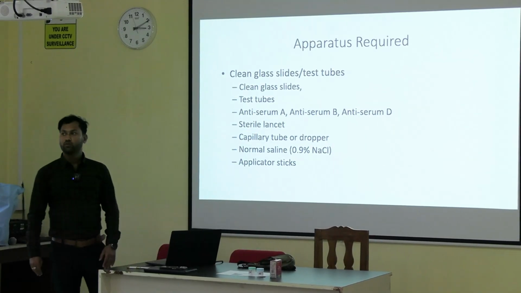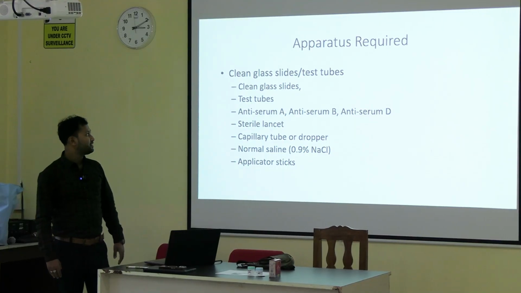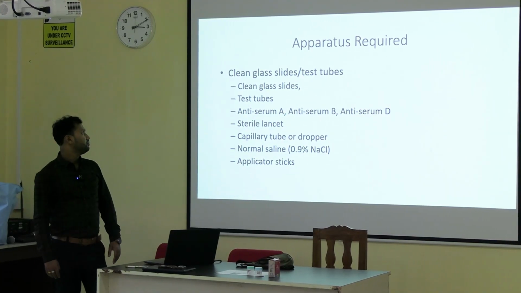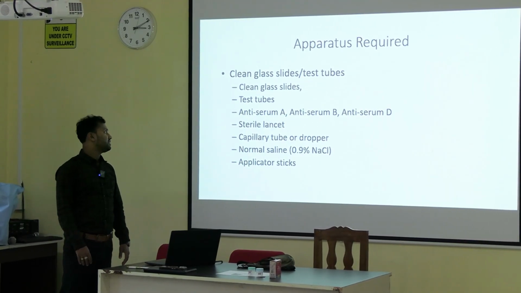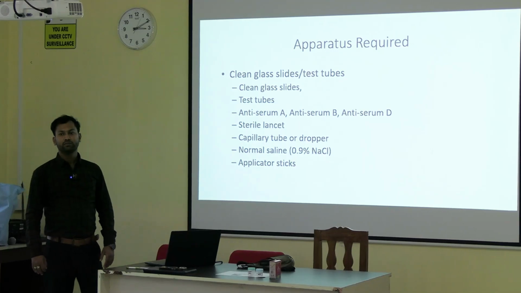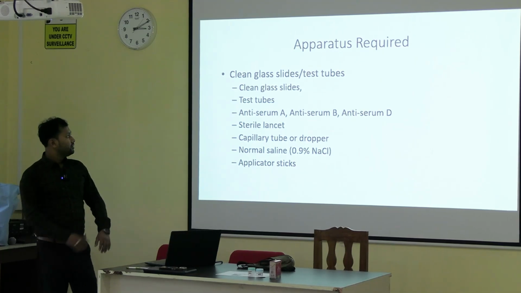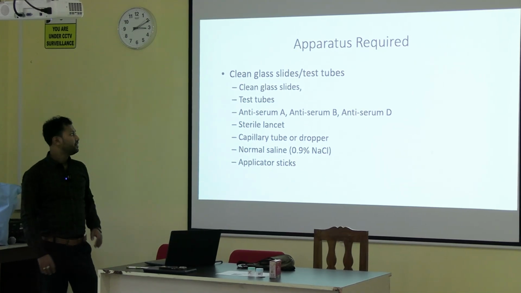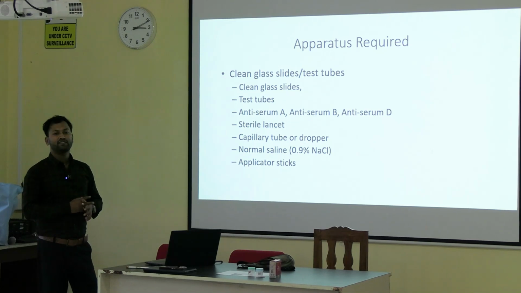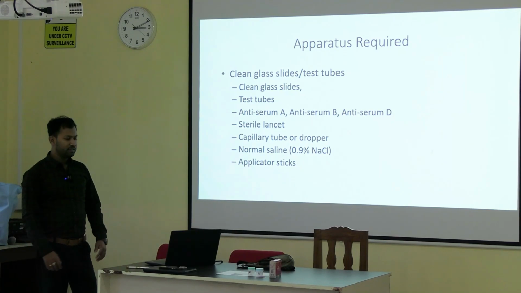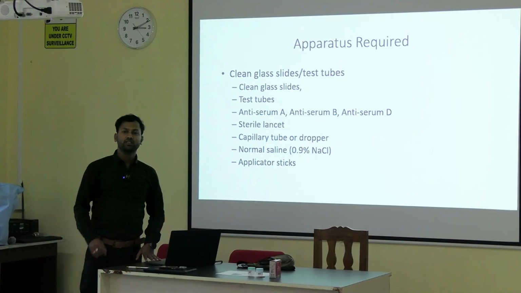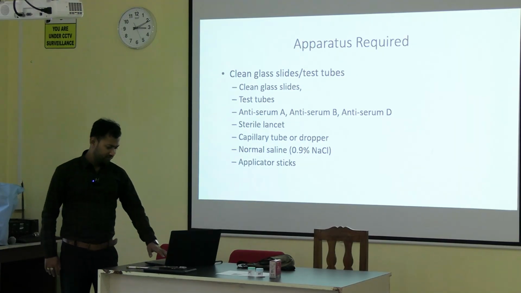So first of all, what is the apparatus required for this experiment? We have to use clean glass slides, and you can also use some test tubes. Then we will use antiserum A, antiserum B, and antiserum D, that is anti-Rh. Then a sterile lancet, capillary tube or dropper, normal saline, and applicator sticks, which are used for mixing, which you can see later.